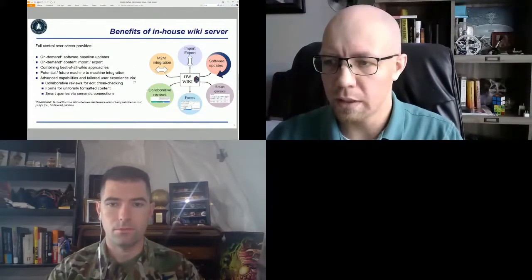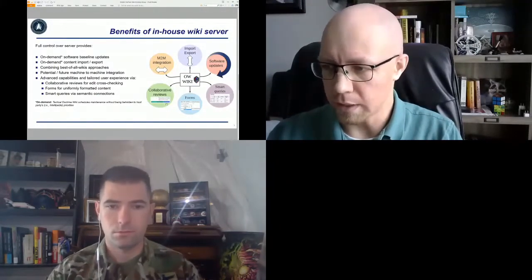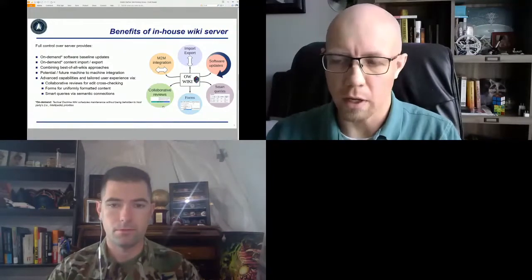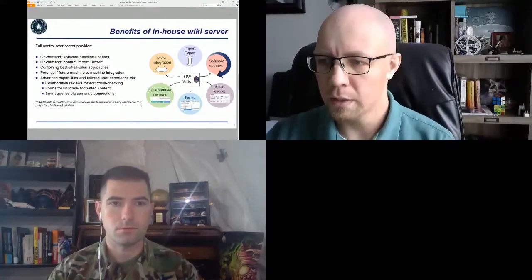We're leveraging the Pending Reviews extension for collaborative reviews for edit cross-checking. Basically, when somebody makes an edit, you'll be able to see this mark reviewed button and a quick diff of that edit. And so we can get the cross-checks going across the wiki. That way we have a better idea that the information is going to be accurate and up to date.